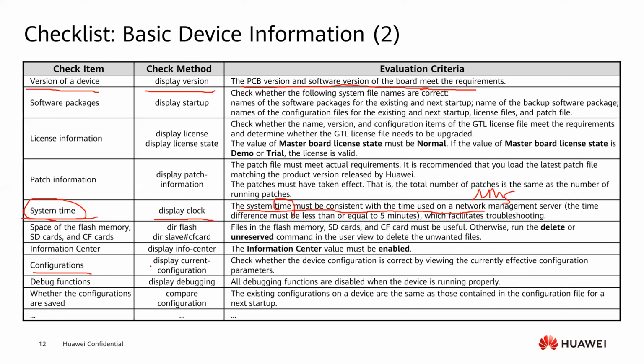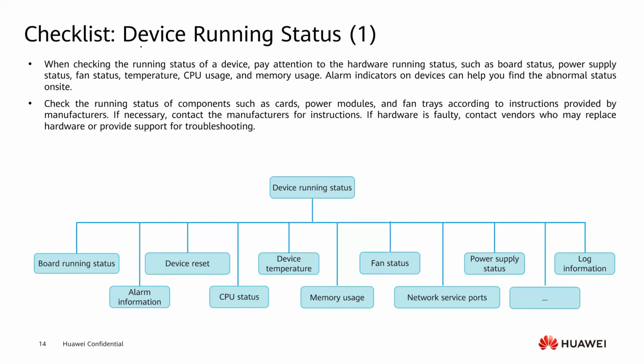For the configuration, we can use display current-configuration. We can check whether the device configuration is correct by viewing the currently effective configuration parameters. We just see some of them. Third, we check the device running status. For example, we can see here boot running status, device reset, device temperature, CPU status, and memory usage. We also give you some commands. We can see here.